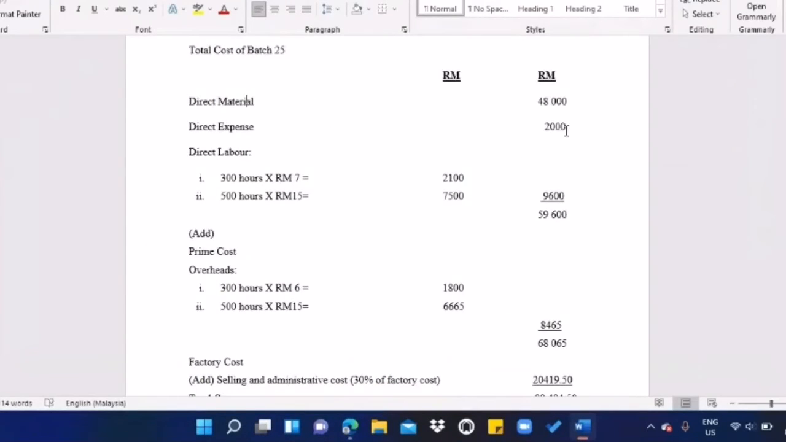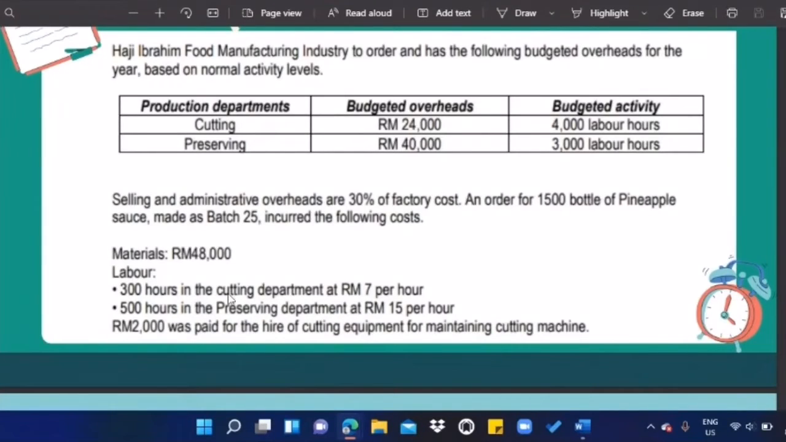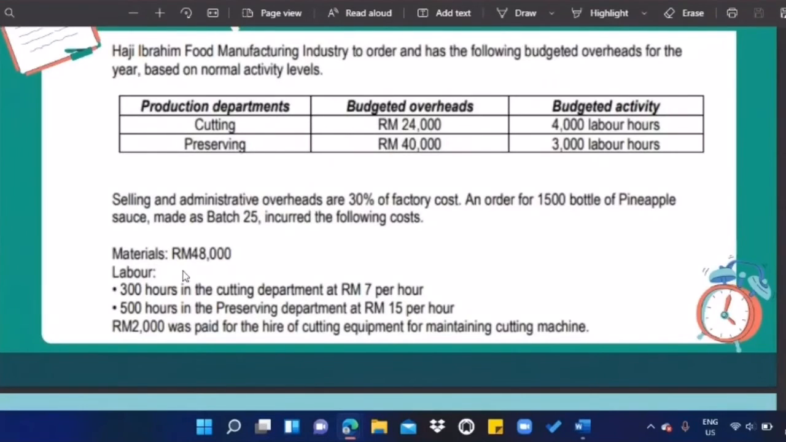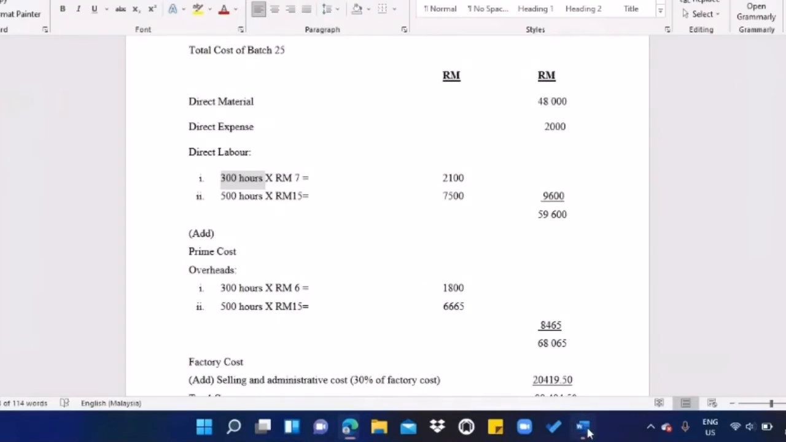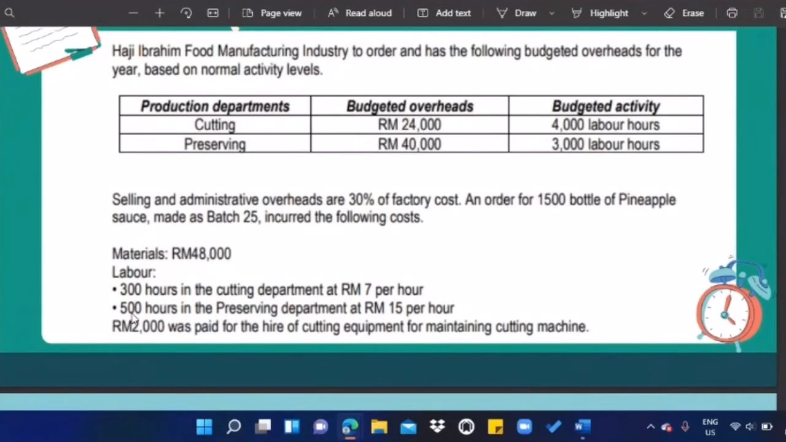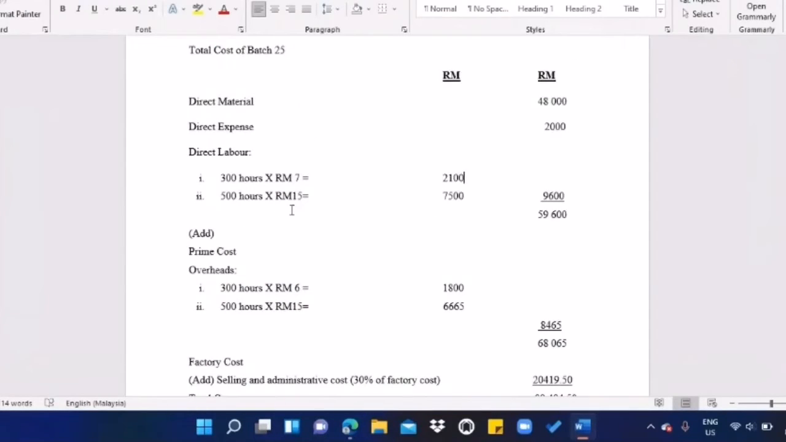So we put the direct expenses here as 2,000, and third is the direct labor. For the direct labor, we have two, as Haji Ibrahim Food Manufacturing has two departments, one for cutting and one for preserving. For the cutting, it requires 300 hours, as mentioned in the question, at 7 ringgit per hour. So 300 hours times 7 ringgit, we get 2,100 ringgit. And second is 500 hours for the preserving department at 15 ringgit per hour. So 500 hours times 15 ringgit, we get 7,500.